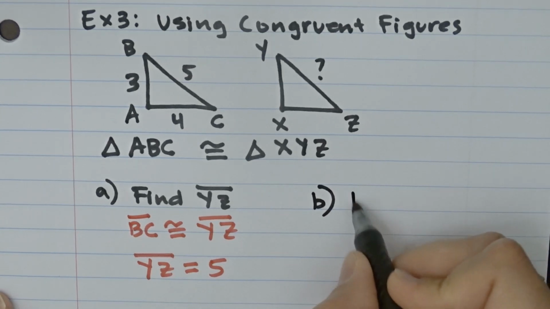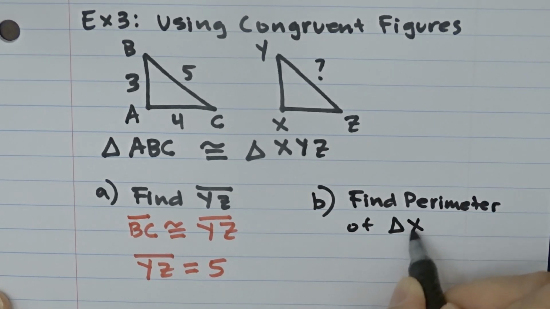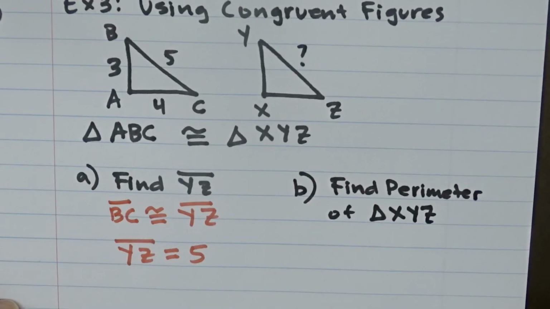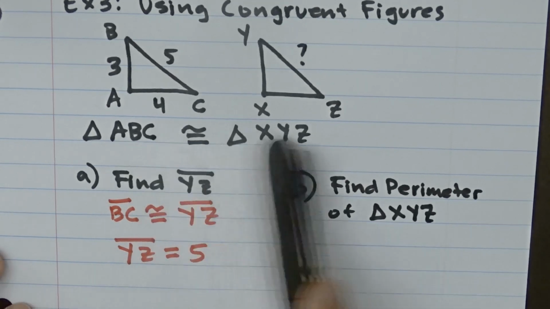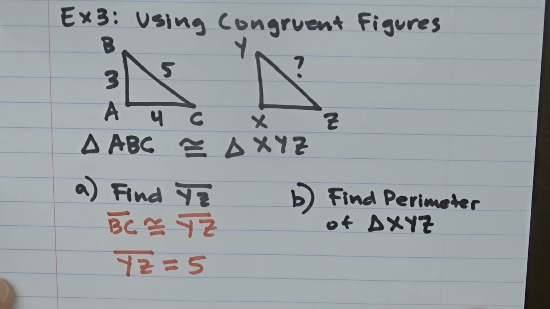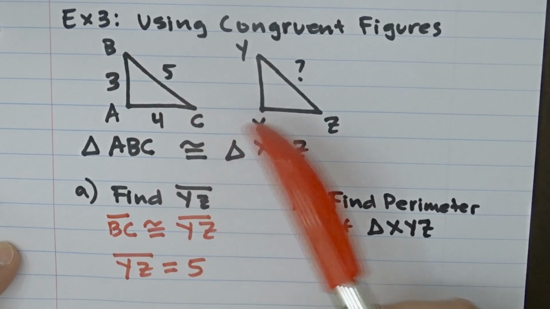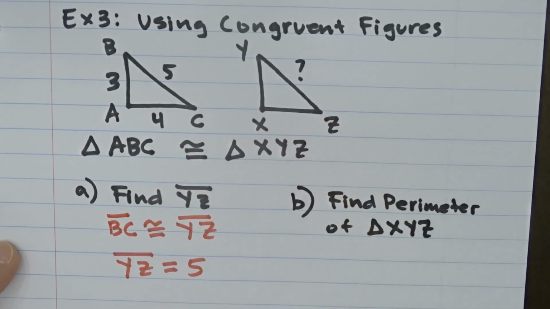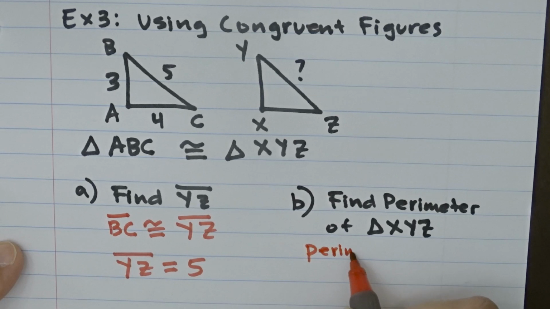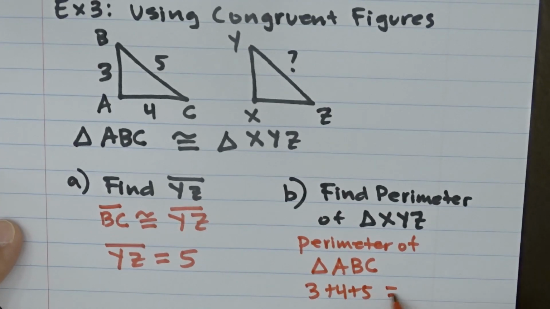So let's say we want to find the perimeter of triangle XYZ. Well, if all of their side lengths are congruent, because the two figures are already congruent, then I have 3 pairs of corresponding sides that are congruent. So AB corresponds to XY, BC corresponds to YZ, and AC corresponds to XZ. So all those 3 are going to be the same measurements over here. So all you're going to have to do is find the perimeter of triangle ABC, which would be 3 plus 4 plus 5. That's going to be 12.